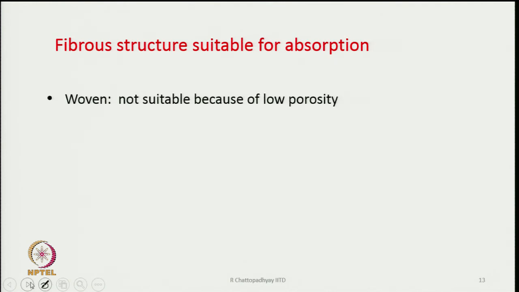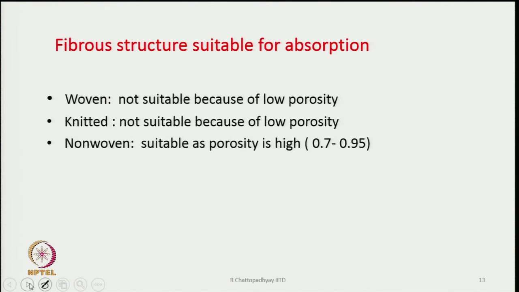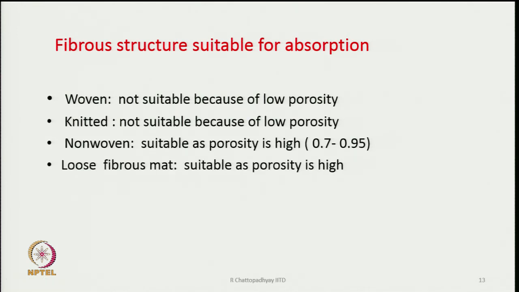Fibrous structure suitable for absorption, if we go, which I have already discussed: woven is not suitable because of low porosity. Knitted is not suitable because of low porosity also. Non-woven is suitable because porosity is high. Typically, non-wovens will have porosity 0.7 to 0.95. This we can study from the literature, that commercial non-wovens which are available can have porosity values from 0.7 to 0.95. 0.95 is a very porous structure, 0.7 is quite tight structured.